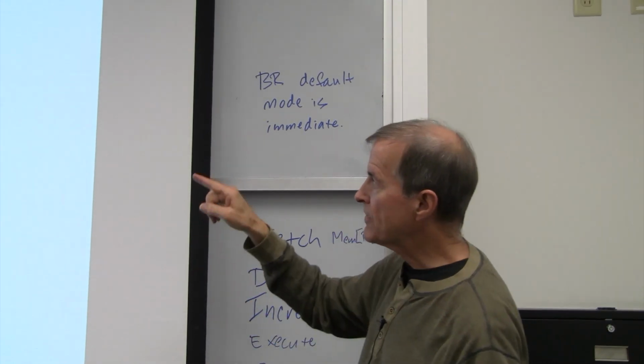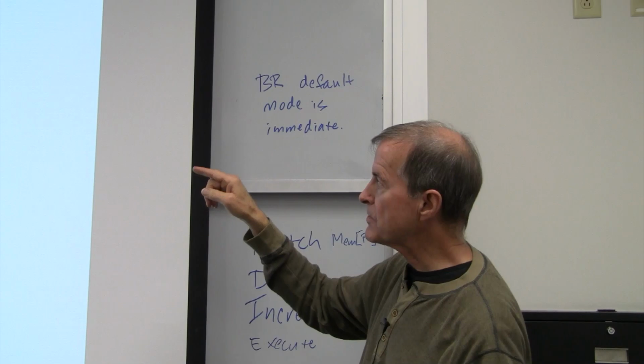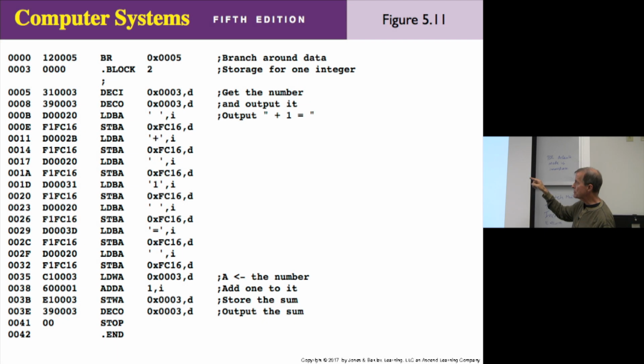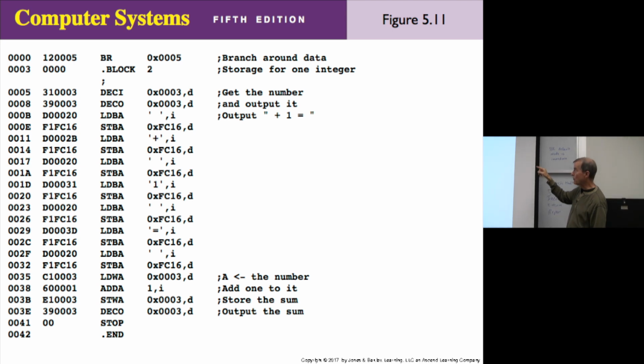All right, so let's take a look at what figure 5.11 does. It does branch to 0x0005. Now what is at address 0005? The decimal input instruction. And what did the branch do? It branched around the storage for one integer. And notice that we allocated. Now what does the dot block instruction do? It allocates how much? 2 bytes. In this case, because of the 2, it allocates 2 bytes of zeros. And so that's enough to store one integer.